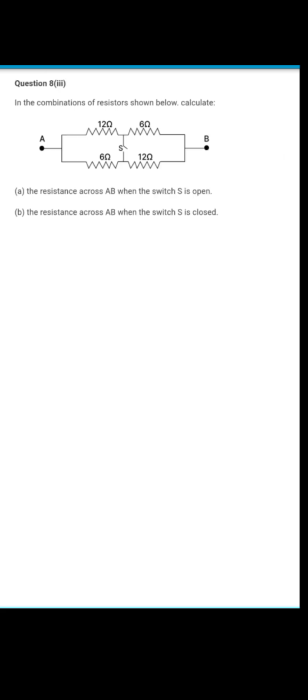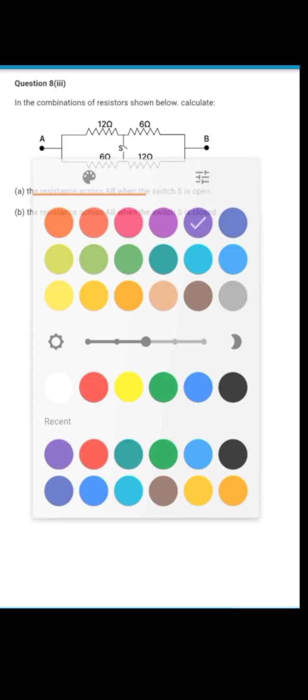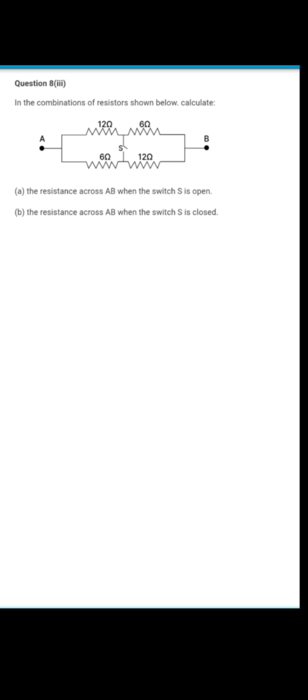Next question. In the combination of resistors shown below, you have to calculate the resistance across AB when the switch S is open, and again the resistance across AB when the switch S is closed. So let's consider both the cases and make the diagram for it. When the switch is open, that means this is not existing. Okay, this is not present.